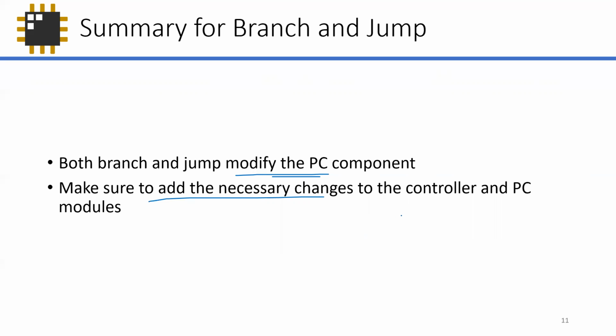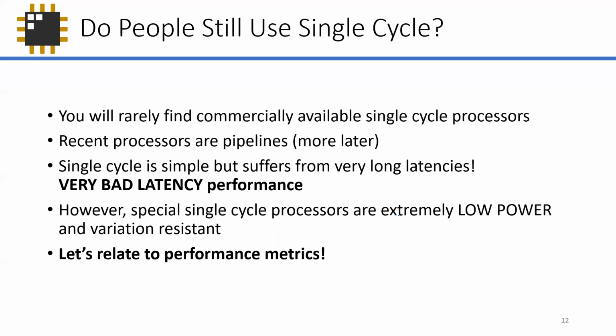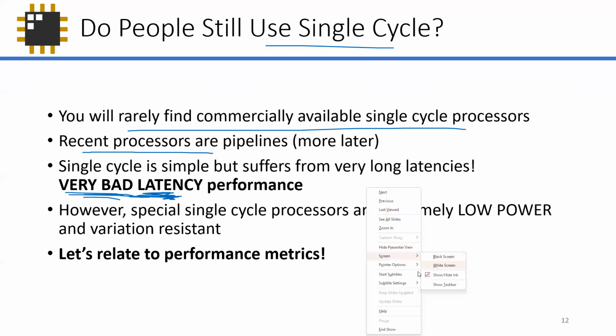Now, here's a very quick discussion about single cycle. Actually, do people still use single cycle processors? You will rarely find commercially available single cycle processors. Why? Because the recent processors that are commercially available are all pipelined. Because single cycle processors have very bad latency. It's horrible latency. I'm going to make it red again just to overemphasize that. Where is my pen? Ink color red. It's such a bad latency that your processors operate very, very slow.